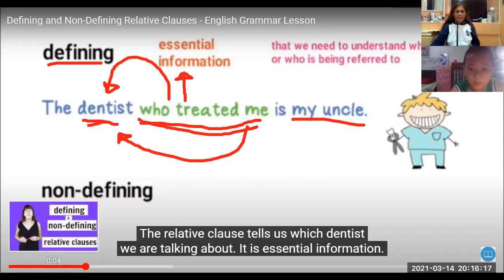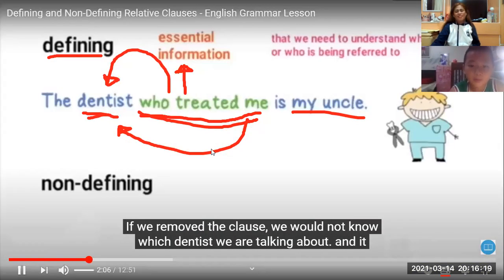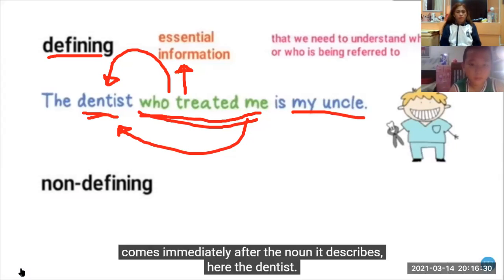Sorry. Oh my God. Where is it? We will not know which dentist we are talking about. You will leave for a while? No. Okay, continue. And it comes immediately after the noun it describes.